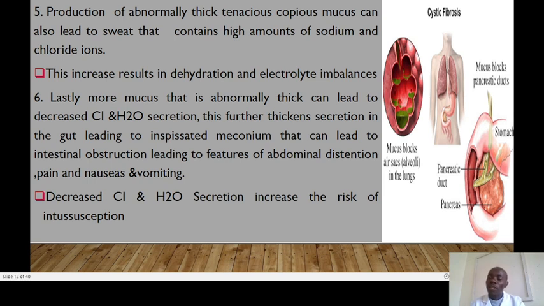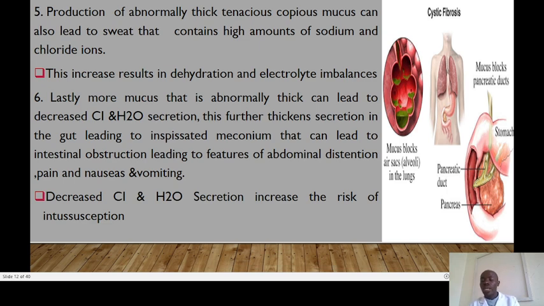Number six effect of these secretions is that we'll have production of abnormally thick, tenacious, copious mucus, which can lead to sweat that contains a high amount of sodium and chloride ions. And you know, this will result in dehydration and electrolyte imbalances.